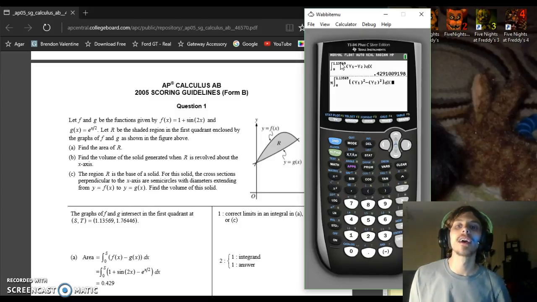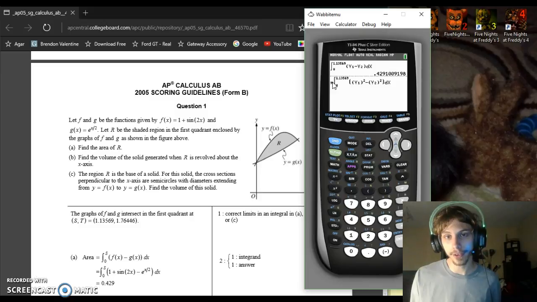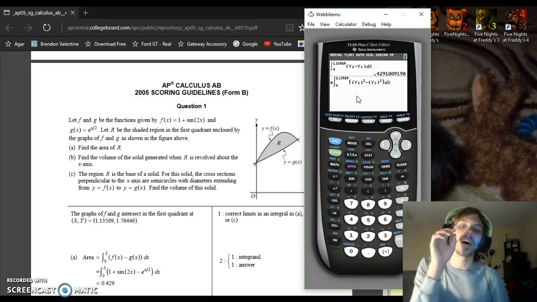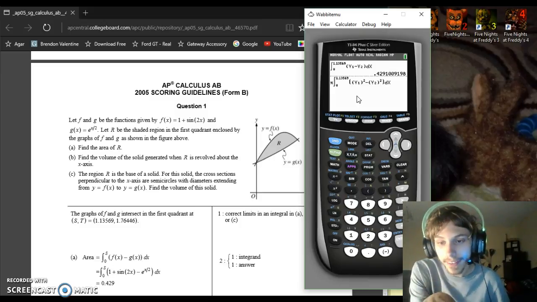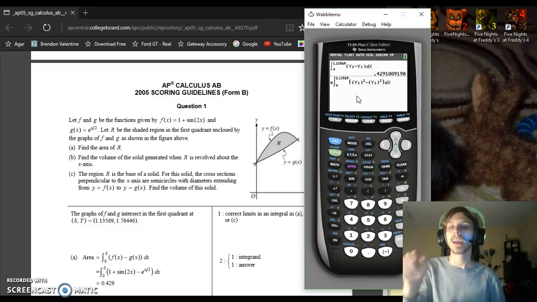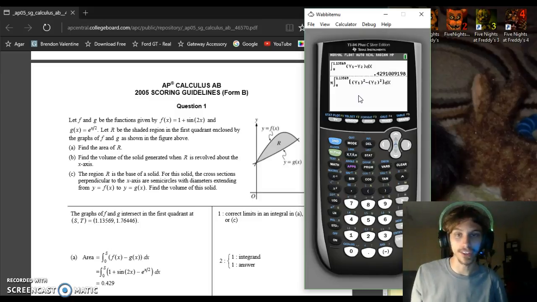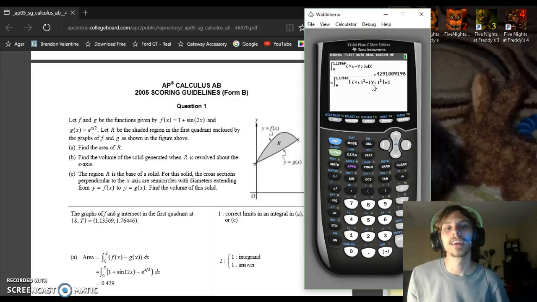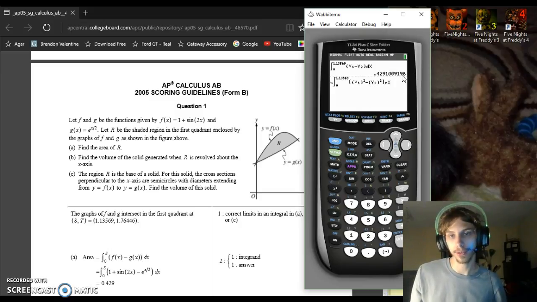Okay, so the derivative of volume is area. Since it's the area of a circle, it'd be pi r squared. So pi would go on the outside of the integral. We still have our same bounds from 0 to s, or 0 to 1.13569. Then our r's, our radii, are actually the functions. So we take our function, square it, r squared minus r squared.